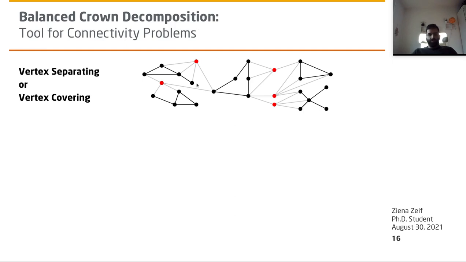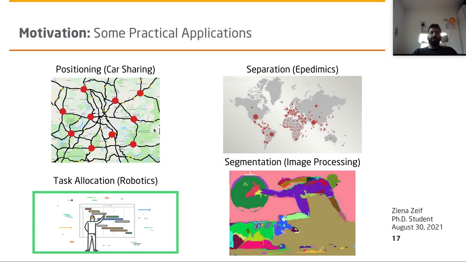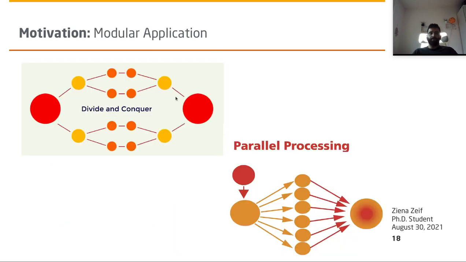Next, we will see how we can use the balanced crown decomposition. For example, it is useful for vertex separating or vertex covering problems, for subgraph packing, subgraph partitioning, or subgraph covering problems. These kinds of problems also have a lot of practical applications, for example positioning in car sharing, graph separation in case of an epidemic, task allocation, for example in robotics, or graph segmentation, for example in image processing. The balanced crown decomposition also finds modular applications in the form of a divide and conquer algorithm or in parallel processing.